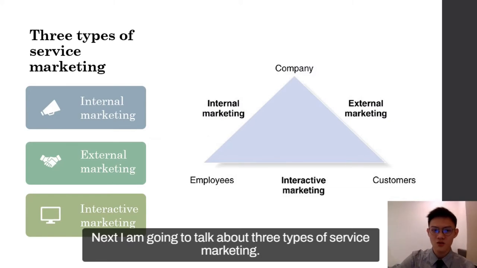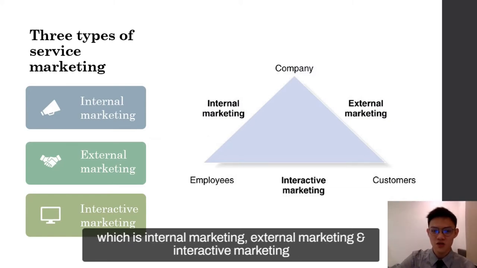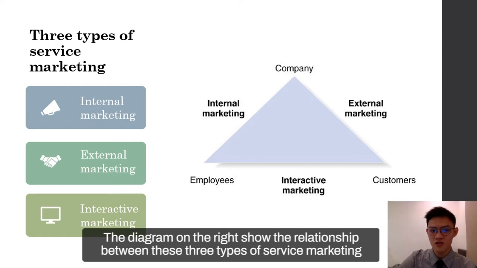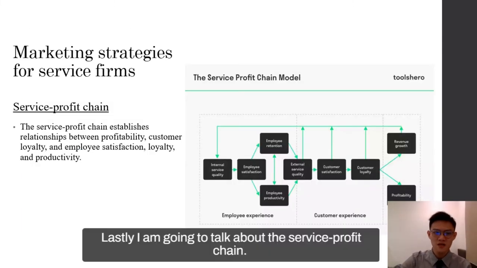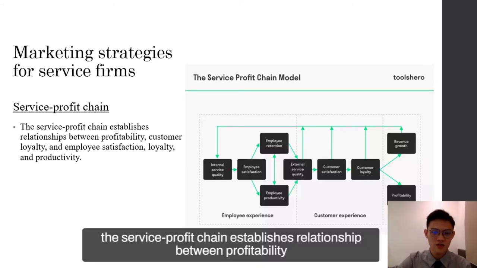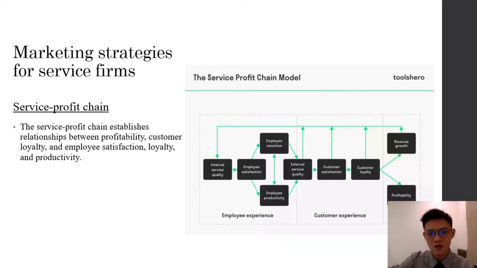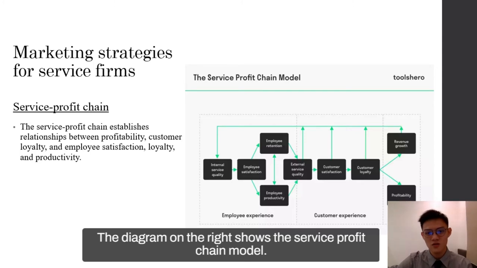Next, I'm going to talk about three types of service marketing, which are internal marketing, external marketing, and interactive marketing. The diagram on the right shows the relationship between these three types of service marketing. Lastly, I'm going to talk about the service profit chain. The service profit chain establishes the relationship between profitability, customer loyalty, and employee satisfaction, loyalty, and productivity. The diagram on the right shows the service profit chain model.